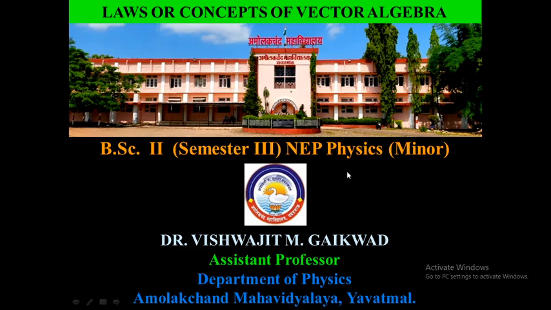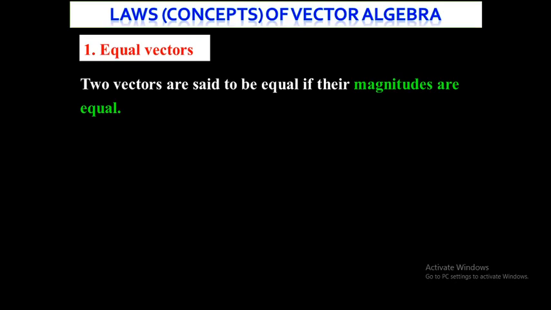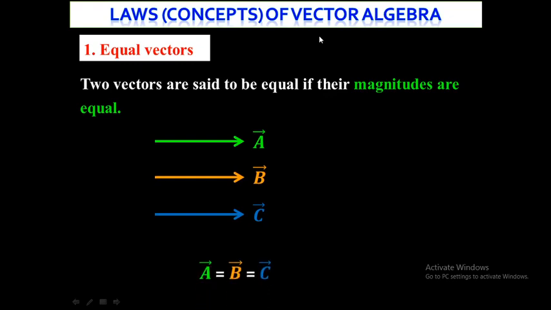Hello students, today we are going to discuss laws or concepts of vector algebra. Equal vectors. Two or more vectors are said to be equal if their magnitudes are equal. Suppose this is vector A, this is B and this is C. These three vectors are said to be equal vectors if their magnitudes are equal. So vector A equals vector B equals vector C.